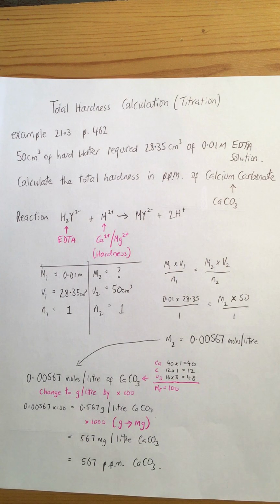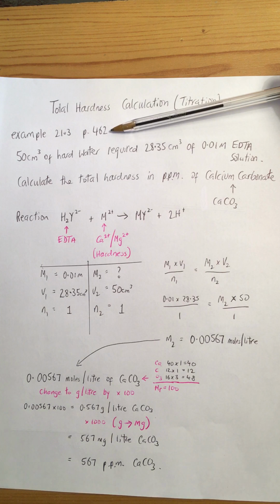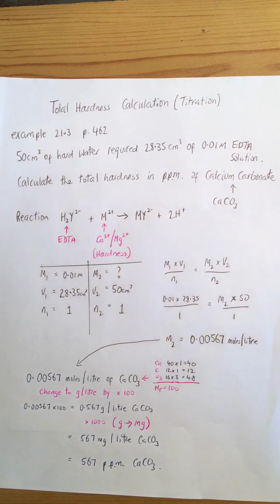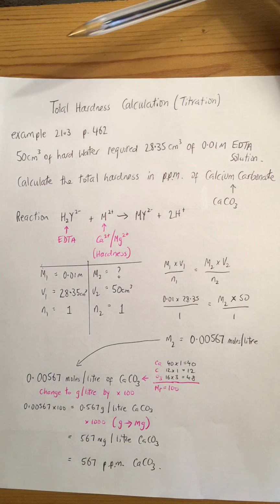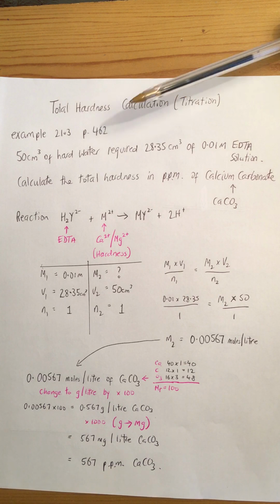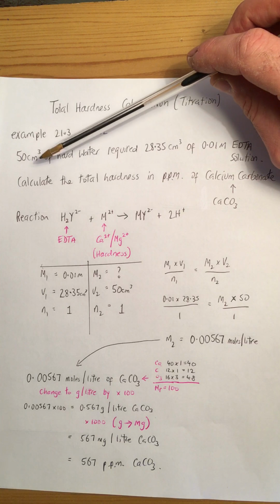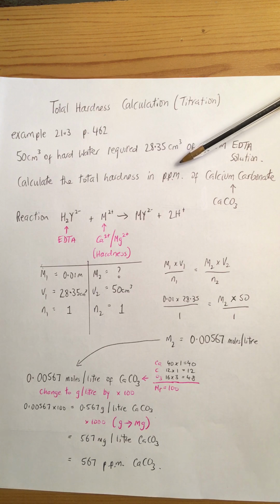Okay, so imagine now that we've carried out the experiment, the titration, and you have your results. Now I'm going to use results from an example. It's on page 462 in your book, and it's example 21.3. These are the results that were given. So 50 mils of the hard water sample were used, and they required 28.35 mils of your EDTA solution. Your task is to calculate the total hardness in parts per million of calcium carbonate.